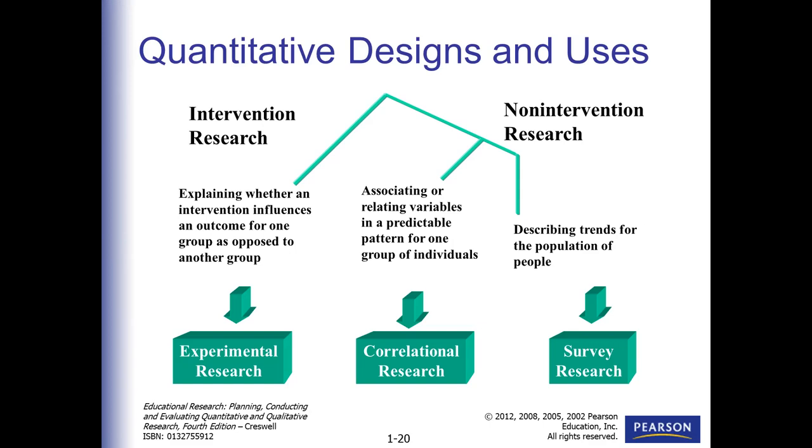I mean, you are going to experiment. But people like us who are going for quantitative studies but do not want to go for an experiment may go for correlational or survey, right? Now, correlational means associating or relating variables in a predictable pattern for one group of individuals. That means you're going to have variables, but those variables will not be experimental in nature. They'll be fixed and in one pattern, if you're working on different individuals or a group of individuals. It depends on your study, but you're going to work on fixed patterns. You're not going to see if this thing is working or whether there's room for invention or not.